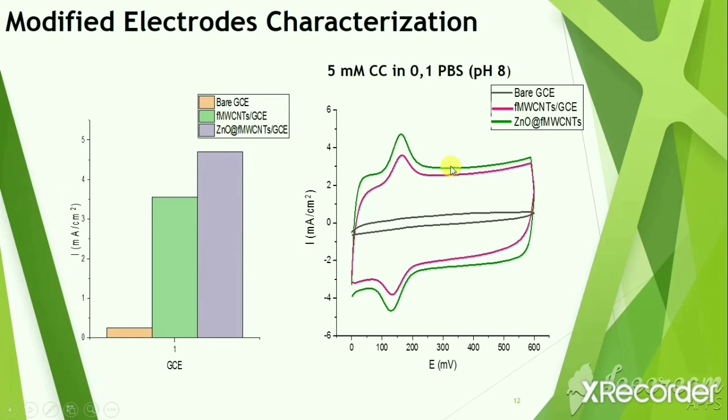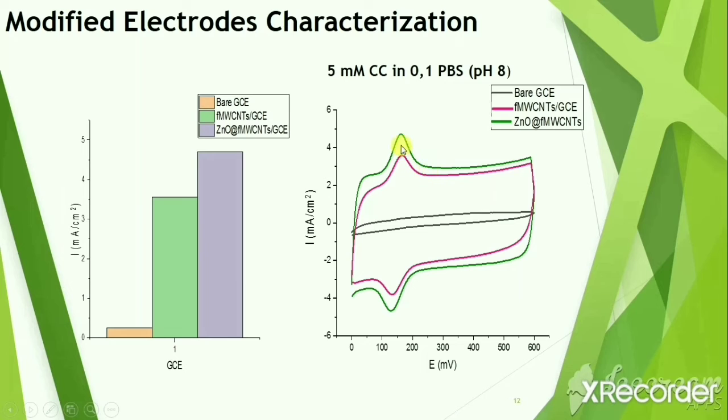Now, as you can see here in this cyclic voltammetry diagram, the black one is the bare electrode. The analysis was performed in 0.1 molar PBS containing 5 millimolar of catechol. You can see that the bare electrode in black can barely detect the presence of catechol in the solution, contrary to the other modified electrodes.